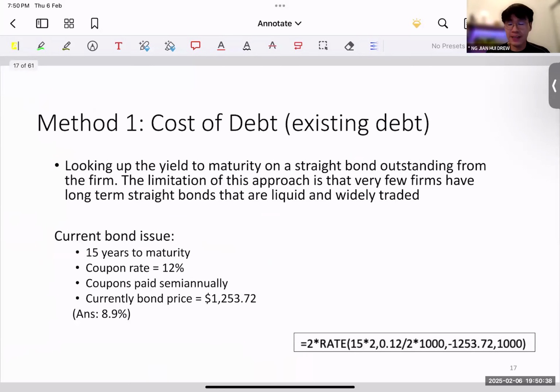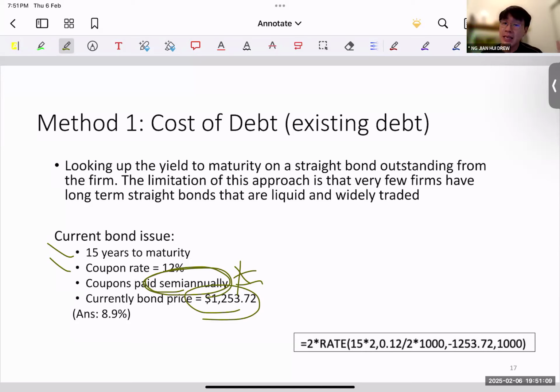So in the most basic form, if you have existing debt, please, I repeat, do not use interest expense divided by net debt. Please use your rate function. Let's look at this example here. We have a 15-year bond. The coupon rate is 12%, and the coupon is semi-annual, this is important. Your current bond price is this. So please use your rate function.